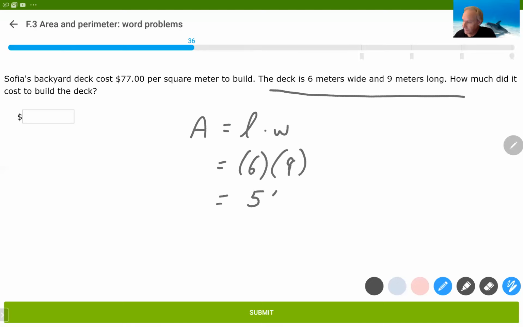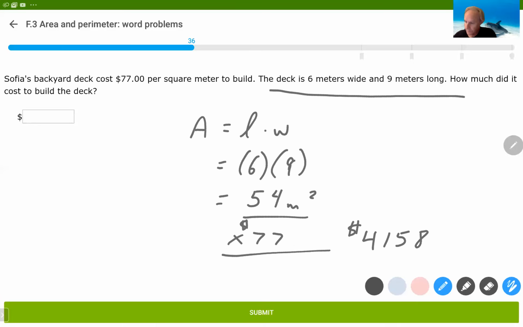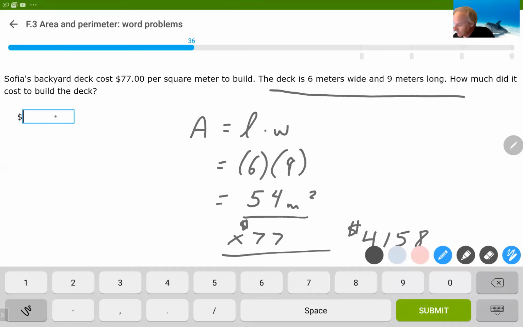That means I've got 54 square meters of deck, and it costs $77 per square meter. We multiply it. That is 54 times 77. So I turn it on. 4158. Sorry, next time I'll show you the canceling of the units.